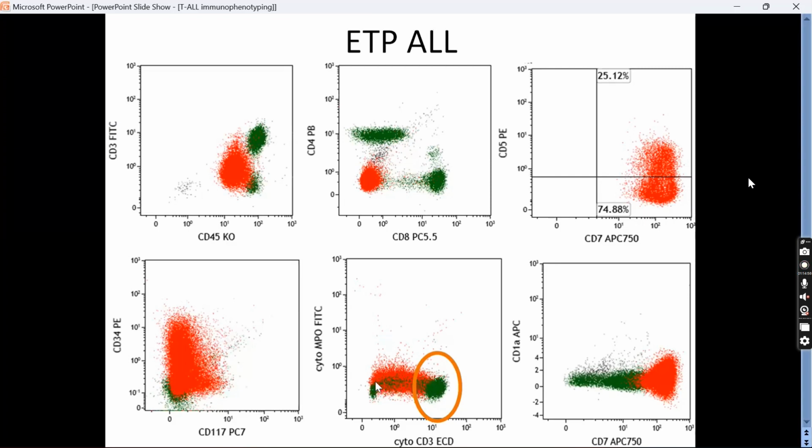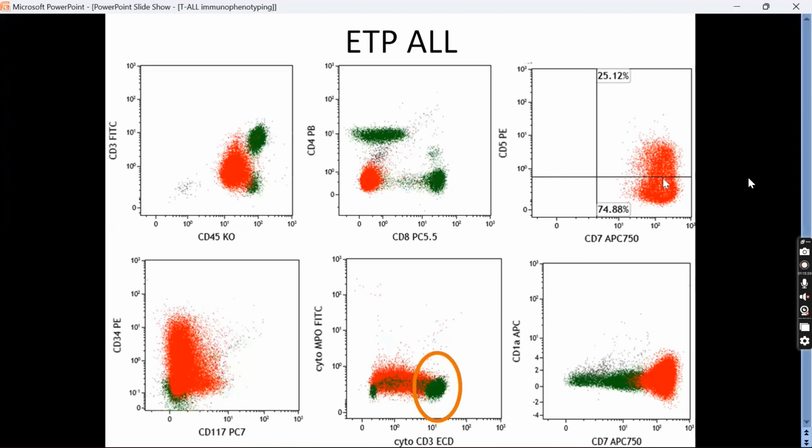So as per the previous WHO criteria, a part of the blast should at least touch the normal T cell expression of cyto CD3. Here you see the blast is touching the normal T cells, so you can take it as cyto CD3 positive. So it is committed to T cells. This is how you diagnose ETP-ALL.